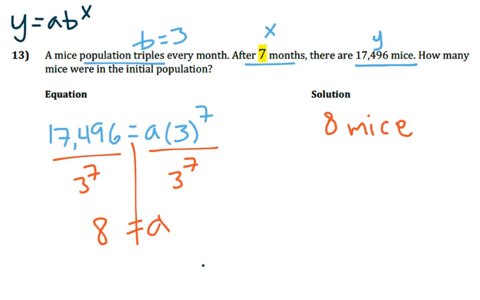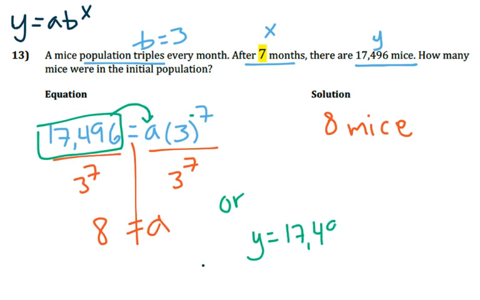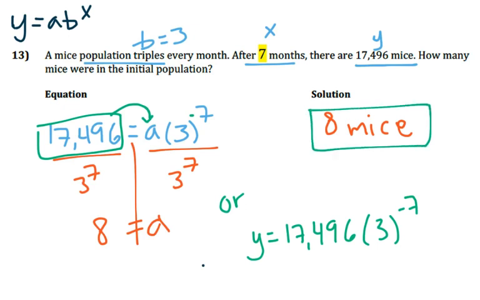Again, we could set up the other equation for this one. And if we did, we are just going to take our current value, this 17,496, and place it in where the A is, and then change the sign of our X. So we're going to have Y can be equal to 17,496 times 3 to the negative 7th power. And we would get 8 mice. So one of those two equations, and then our solution.